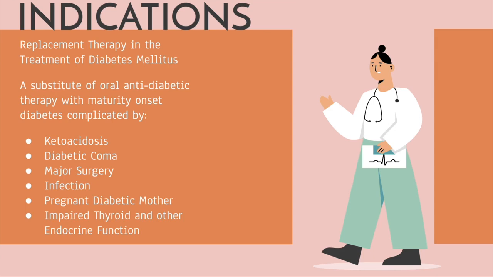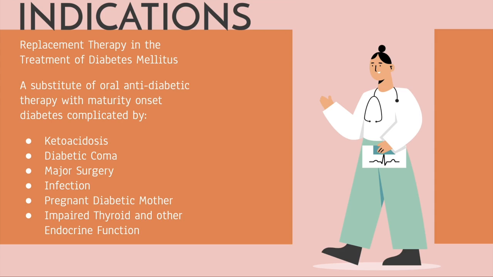For type 1, this is characterized by destruction of the pancreatic beta cells. And for type 2, it is characterized by insulin resistance and impaired insulin secretion. Another indication for insulin administration is that it is a substitute for oral anti-diabetic therapy with maturity onset diabetes complicated by these conditions: ketoacidosis, diabetic coma, major surgery, infection, diabetes during pregnancy, and an impaired thyroid and other endocrine function.